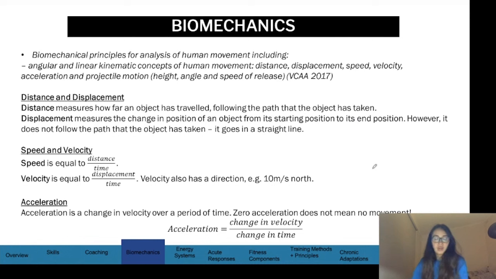We already discussed speed and velocity. We've got acceleration, which is a change in velocity over a period of time. Zero acceleration does not mean no movement. So acceleration is equal to change in velocity over change in time. So if I'm not accelerating, there are two things which could be happening. I am not accelerating, but I could either be stationary, as in I'm not moving, therefore I'm not accelerating, or I could be moving at a constant pace, and therefore I am moving at a constant pace, but not accelerating, okay?